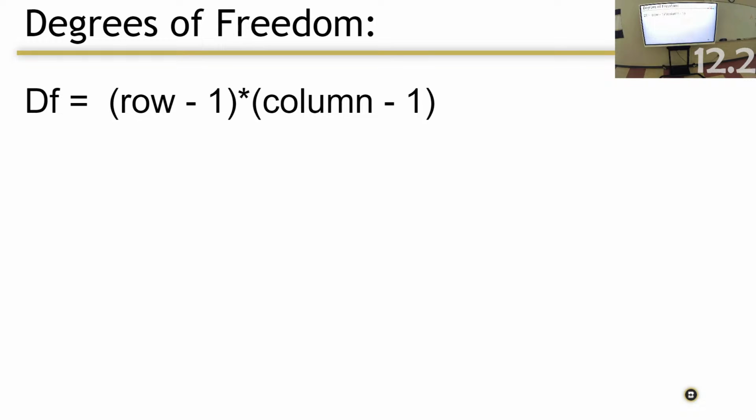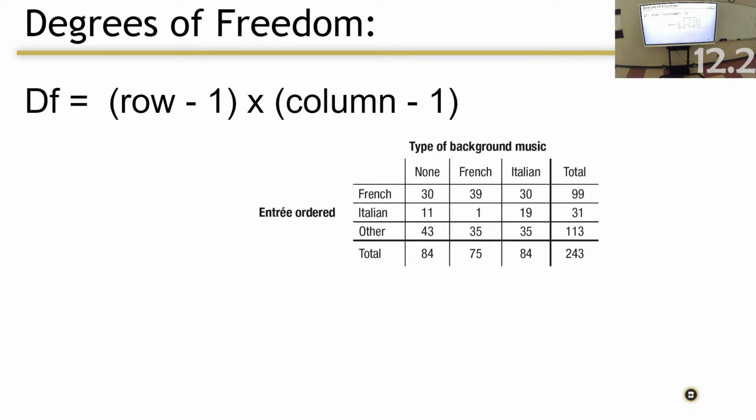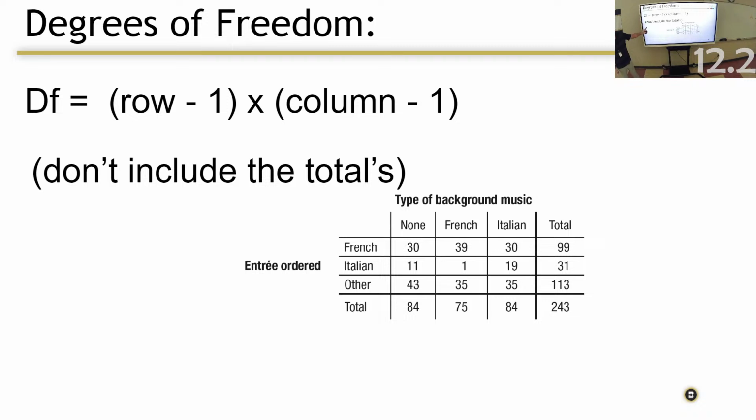Rows minus 1 times columns minus 1. So for this particular one, don't include the totals. That's where some students will mess up. Don't include the totals. There's 1, 2, 3, so there's 2. 2 times 2 is 4.